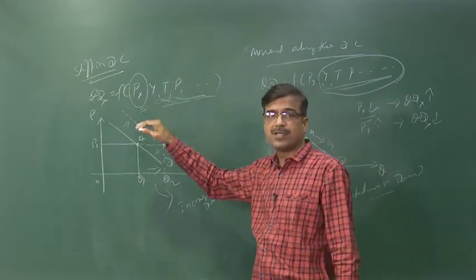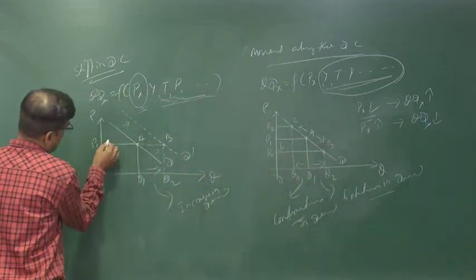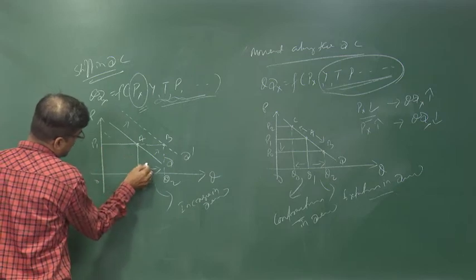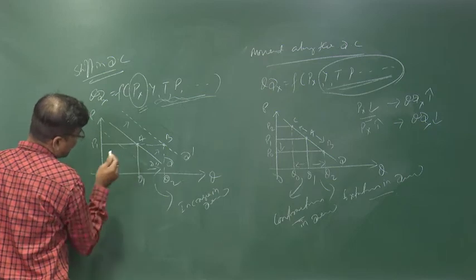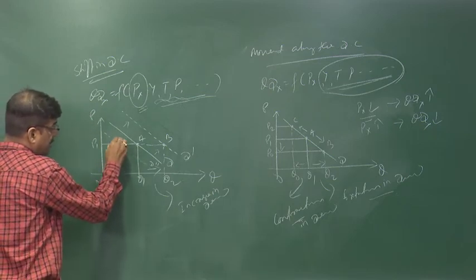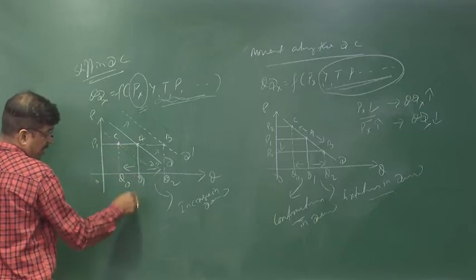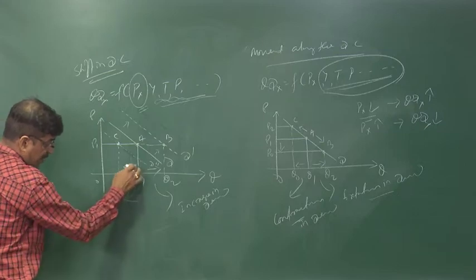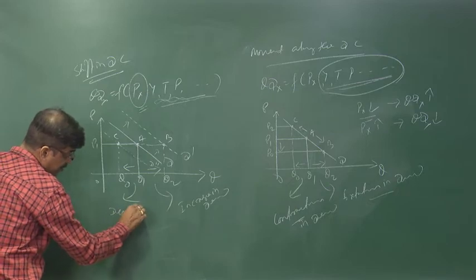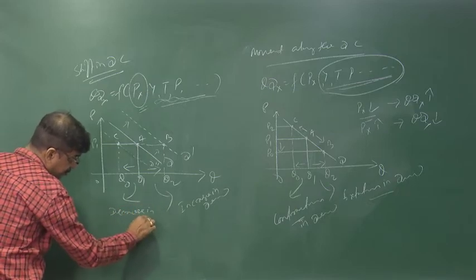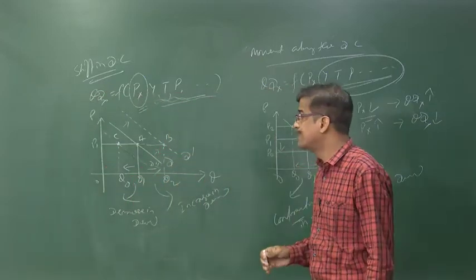Now take the reverse. If income falls, taste falls, preferences fall, then the consumer tries to consume less of it. That means the demand curve shifts downward parallelly, and the consumer consumes at point C, a lesser amount. That part is called the decrease in demand. One is called the increase in demand and the second is called the decrease in demand.